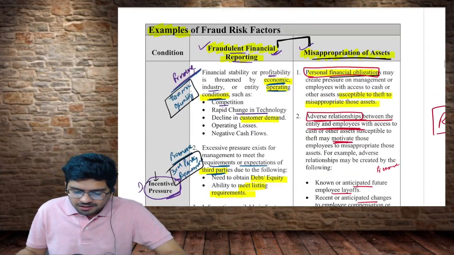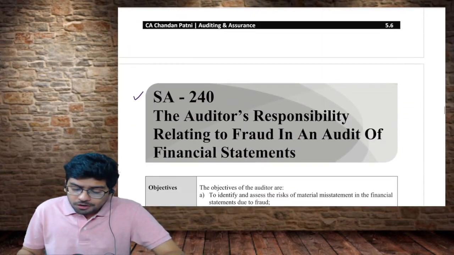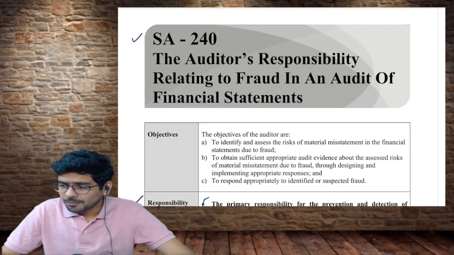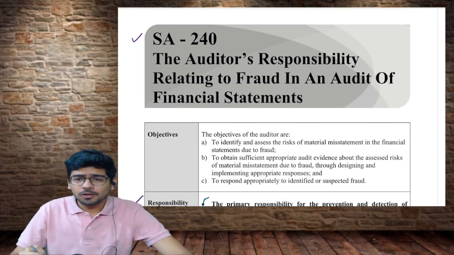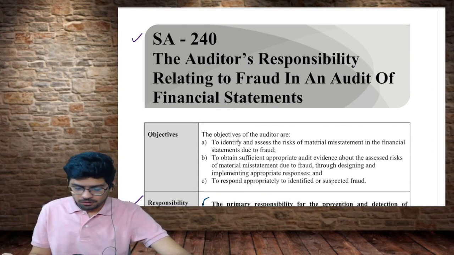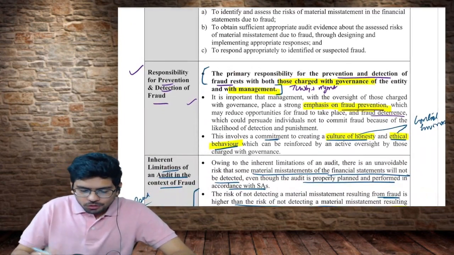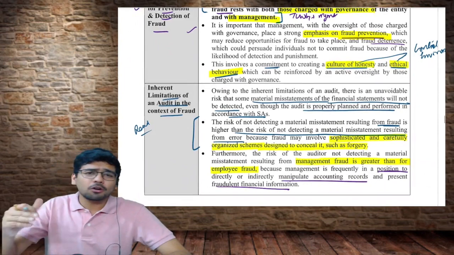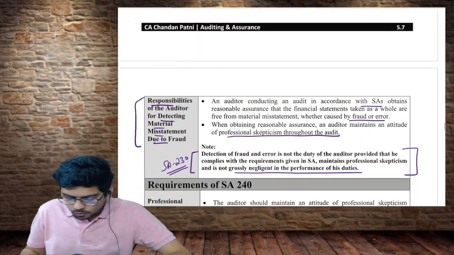The name of this standard is the auditor's responsibility relating to fraud in an audit of financial statements. So we have already discussed the basics. I told you the responsibility part, and because of inherent limitations of audit, we are not in a position to detect all misstatements. So what is our responsibility towards fraud?